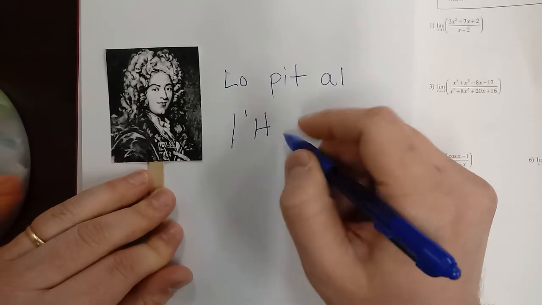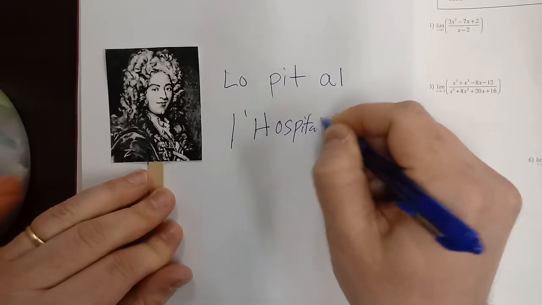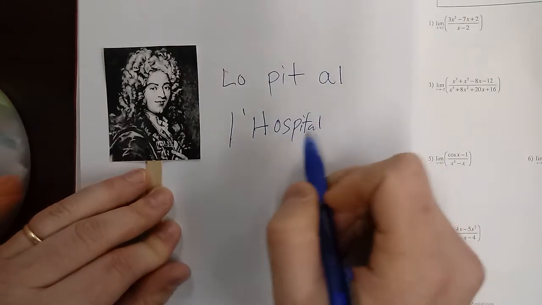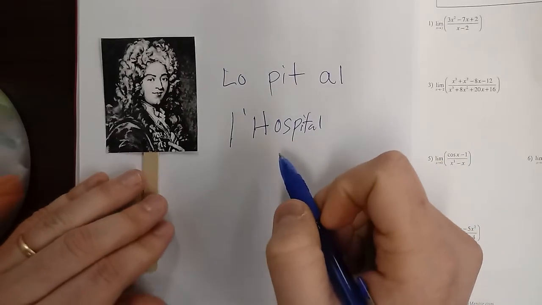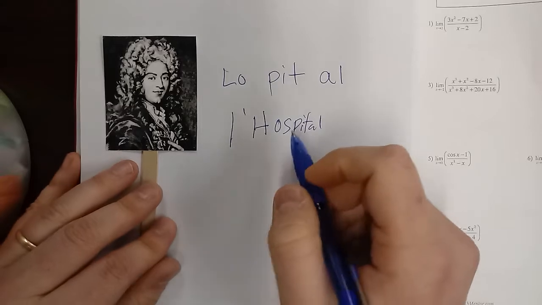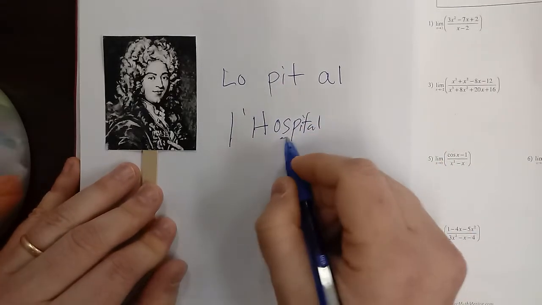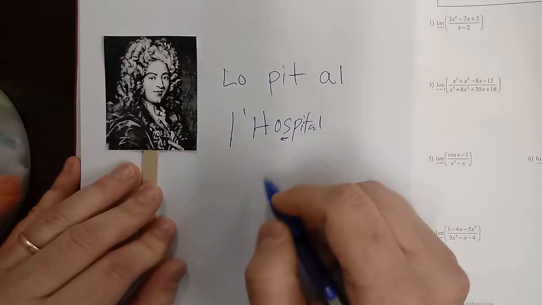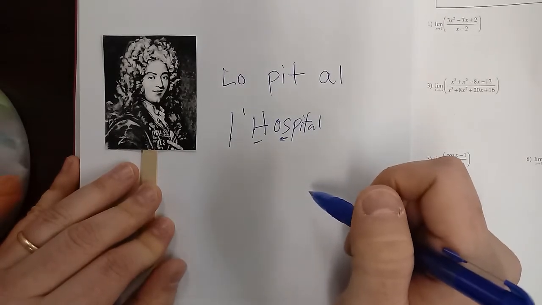So one way that we pronounce it is El Hospital. If you ever call it El Hospital, your math teacher will punch you. I mean, your math professor will punch you. I will not punch you because I will just help you remember that in French, this S is silent, as well as the H, because of course it is.